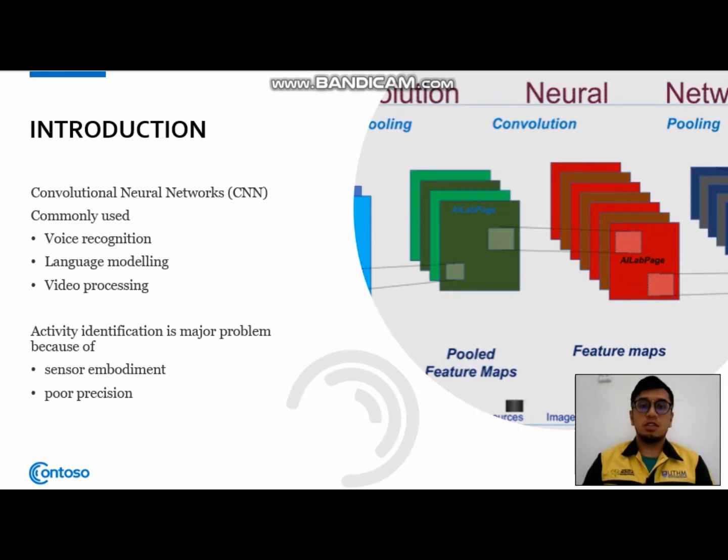Convolutional neural networks are commonly used in voice recognition, language modeling, and lastly, video processing. Activity identification remains a difficult topic for major research initiatives over the last few decades. One of the problems impacting the implementation of this technology in clinical environments is sensor embodiment, and the second one is poor precision of behavior detection.